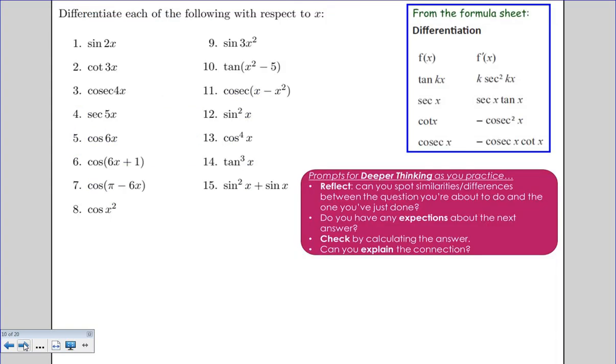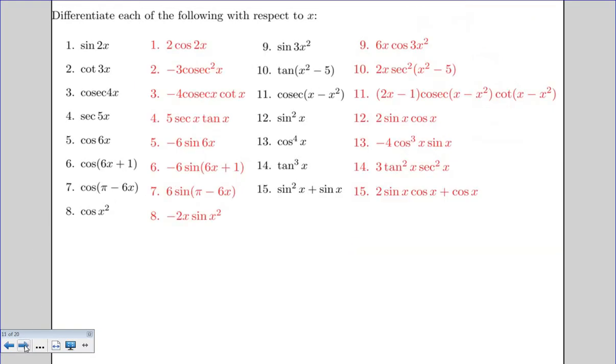Here are some questions for you to try. There's the formula sheet items that you get given. To help you think a bit more thoroughly about this, once you've done the first one, think about what that means the second one will be a bit like. Will it be a similar strategy? Will it look the same? Okay, see if you can predict what's coming, then have a go at the question and see if you got it right or if it gave you a surprise, and see if you can explain that. Here are the answers.